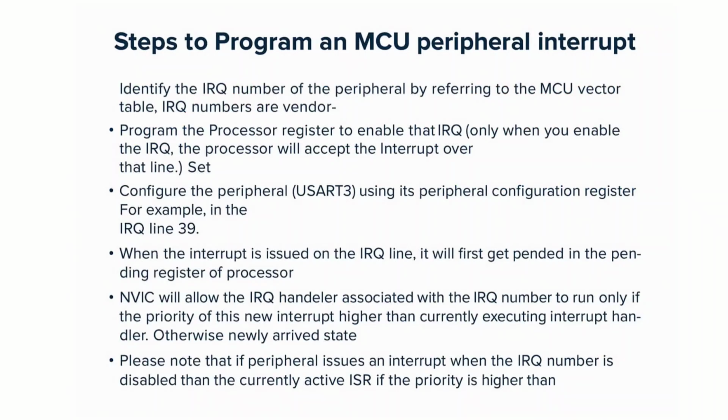Now, let me explain the steps to program an MCU peripheral interrupt. Here are a few steps you have to follow to program interrupts in an MCU. First, you have to identify the IRQ number of the peripheral by referring to the MCU vendor's vector table, which means if you want to configure any interrupt at the processor side, first you should know the IRQ number of that particular interrupt. For that IRQ number, you have to go to the vendor specific reference manual. From there, you can get it. Just now I showed you.